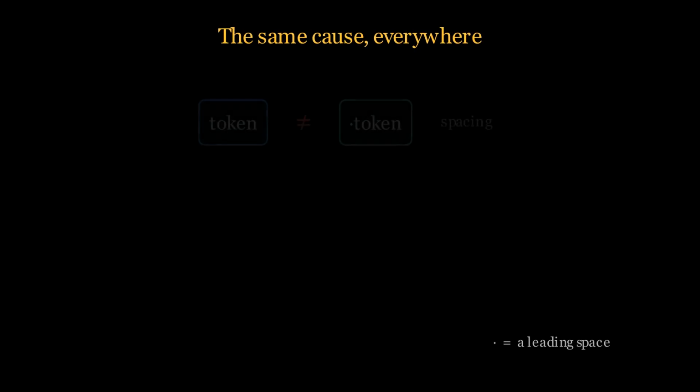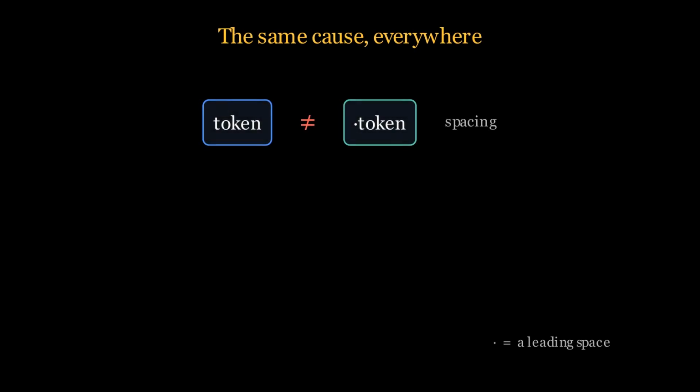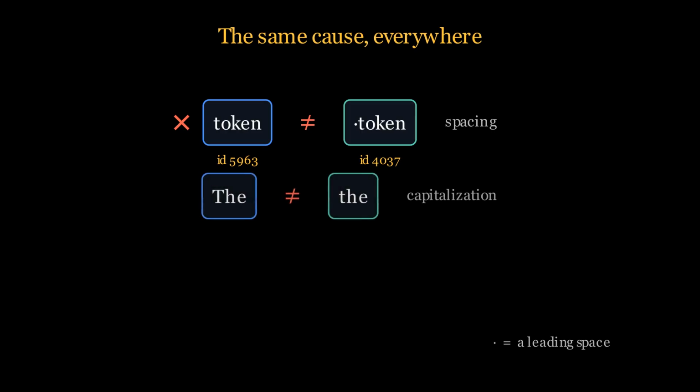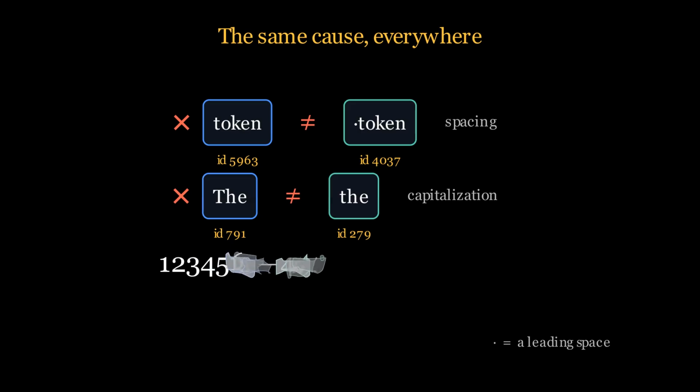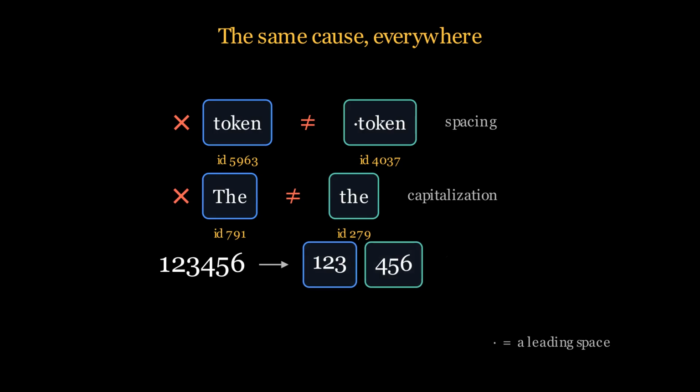Once you can see tokens, a whole family of odd behaviors clicks into place. Spacing matters. Token at the start of a line and space token with a leading space are 2 different tokens with 2 different IDs. Capitalization matters. The with a capital and the in lowercase are different tokens too. And numbers get carved up in ways that have nothing to do with arithmetic. 123456 splits into 123 and 456. That alone is a big reason models fumble long multiplication. The digits aren't even grouped the way we group them.